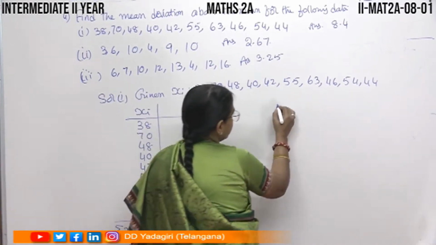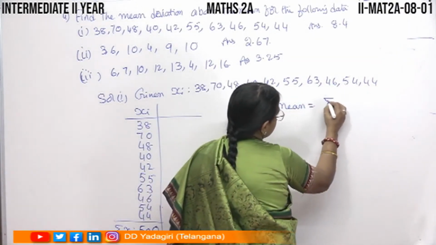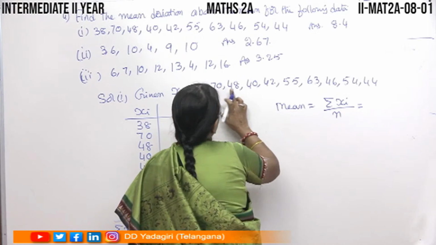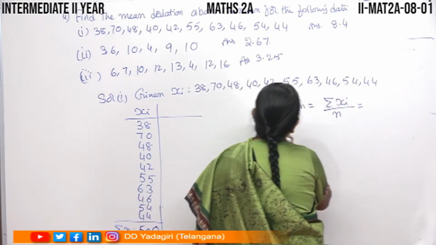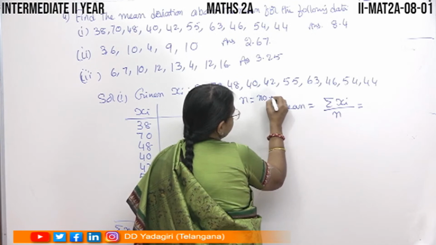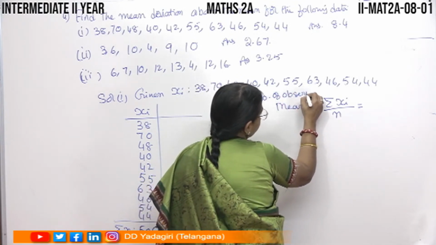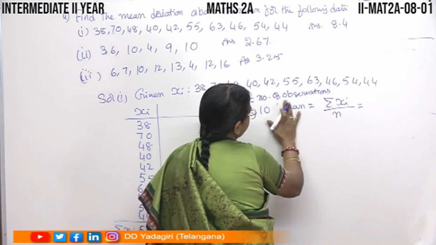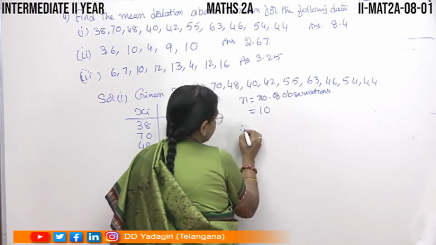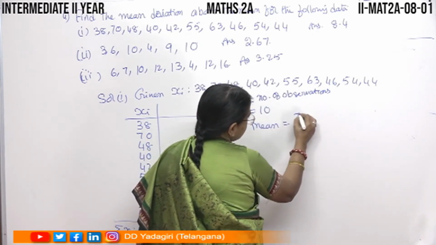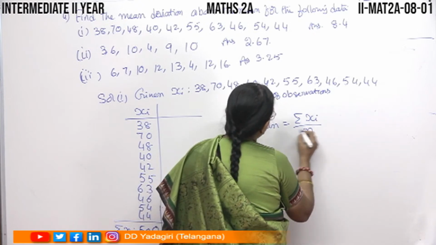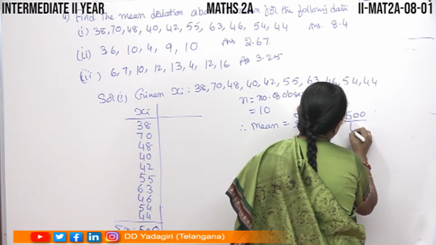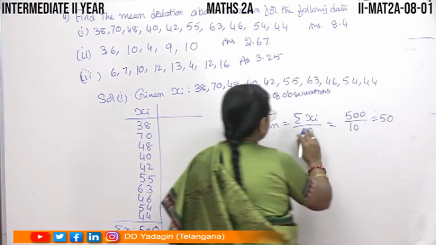Now we'll find the mean. Mean is equal to sigma xi by n. How many values are there? 1, 2, 3, 4, 5, 6, 7, 8, 9, 10. N is the number of observations, which is equal to 10. So mean is equal to sigma xi by n. Sigma xi is 500, so 500 by 10 is 50. So mean is 50.